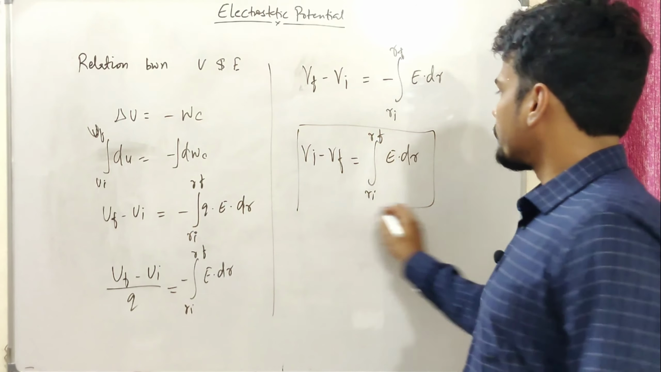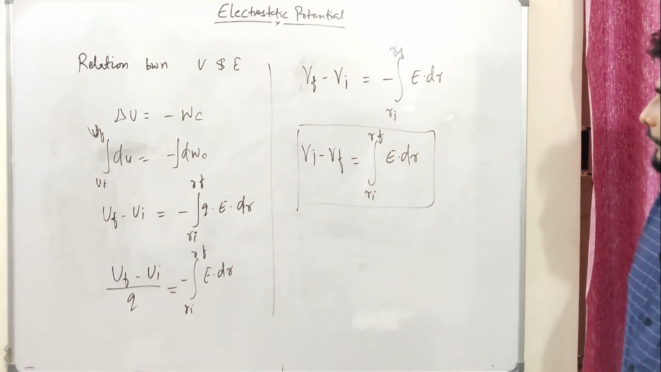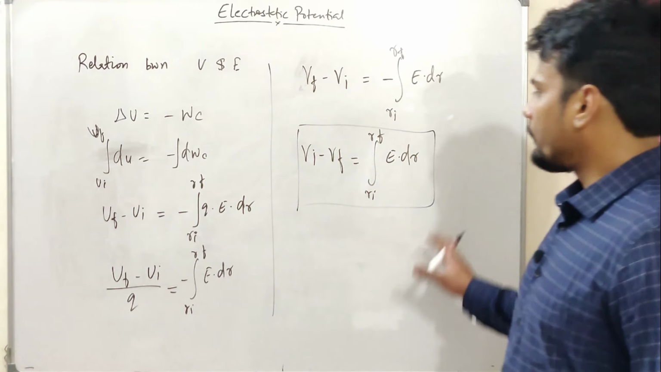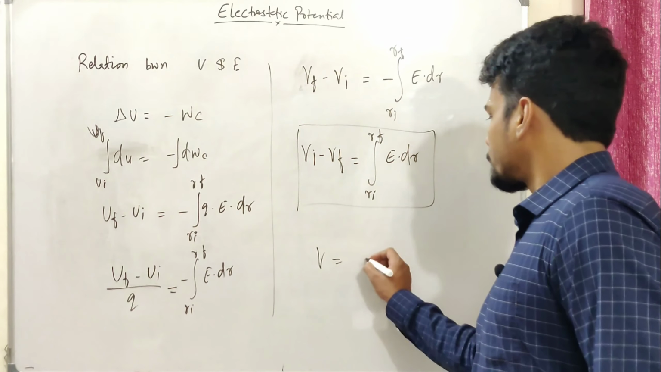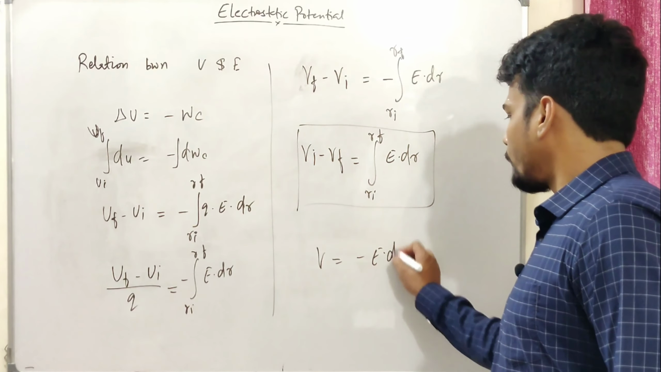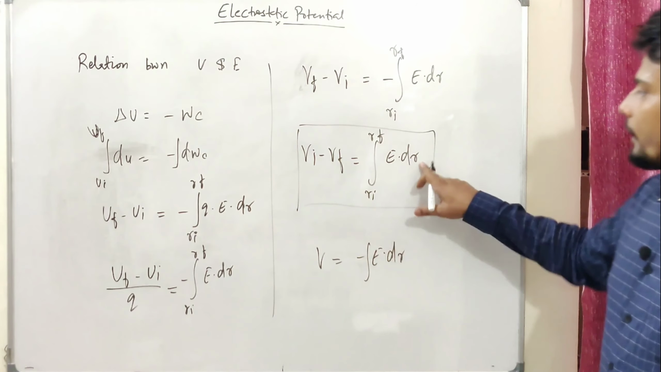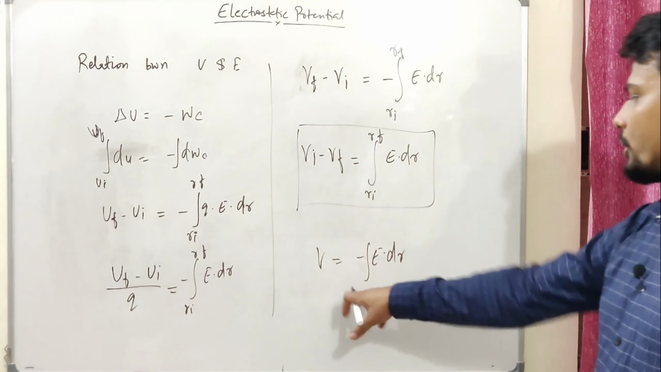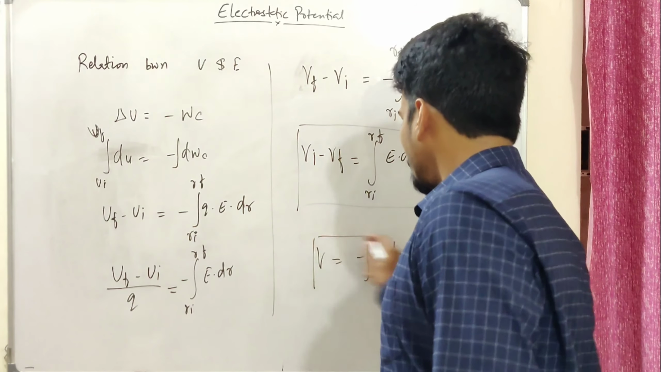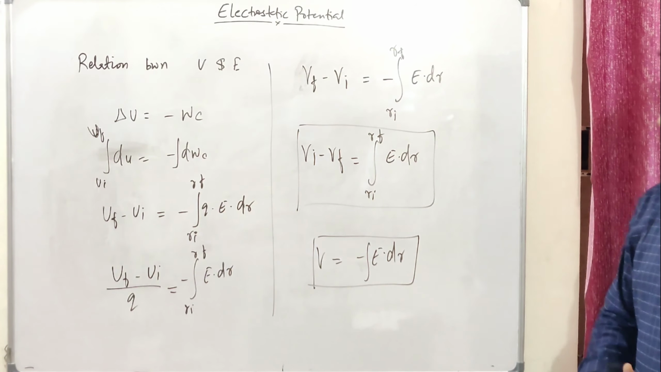Just remember this, things will be taken care of. Let's suppose R initial is infinity. If I'm starting from infinity and bringing this charge to a certain point, I can right away say that V is equal to minus of E dot dr, because Ri is infinity and Vi should be 0, so minus of Vf should be this. So V should be minus of E dot dr. You remember this and do not forget this negative sign. We'll be doing some questions on this, right?